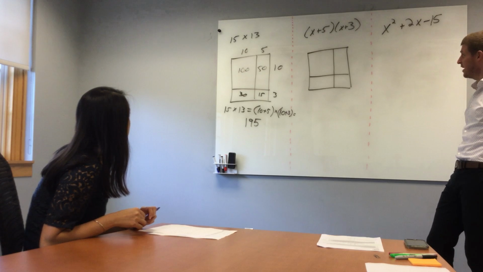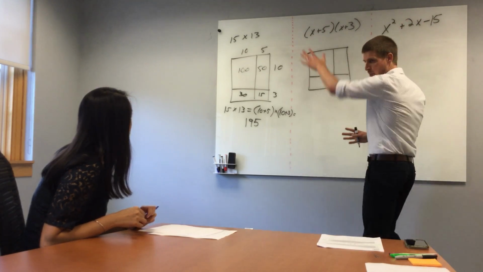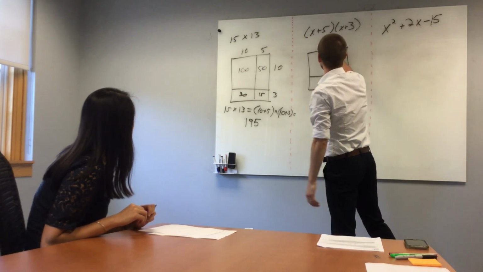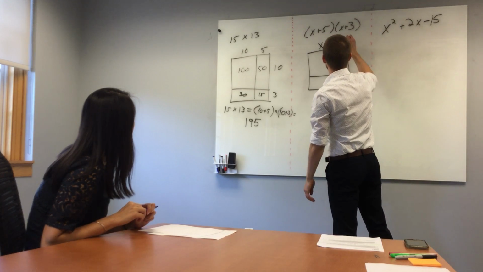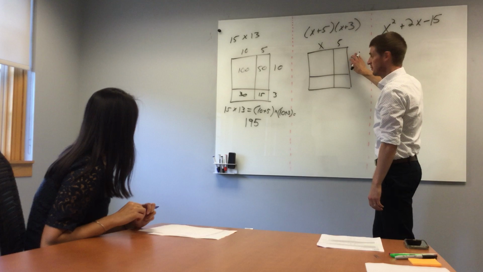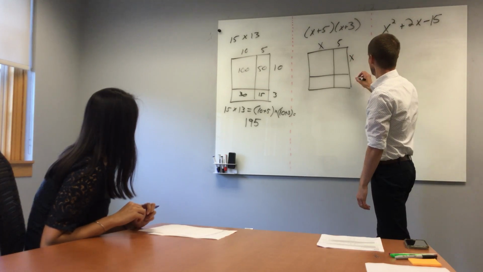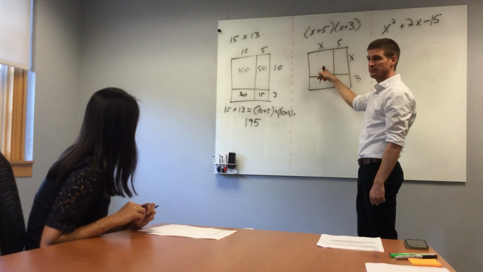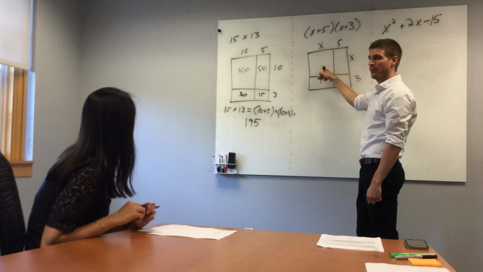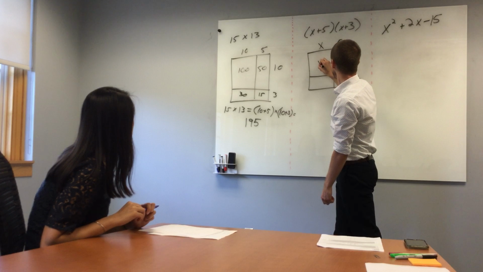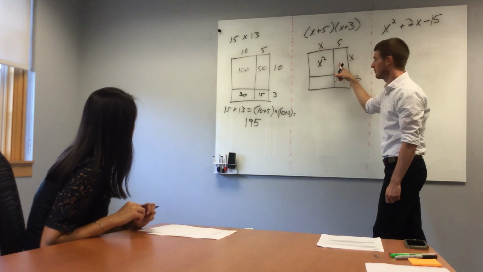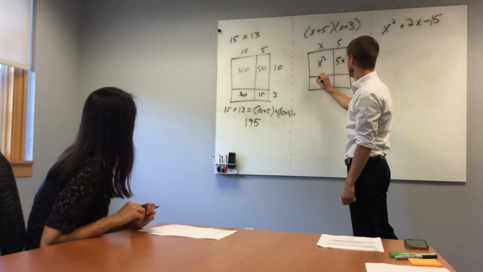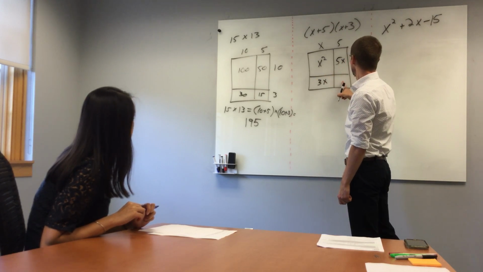Pretty quick. Good application. Would you tell me about, I'm just going to kind of point, you tell me what you put. What did you put up here? X. And then 5. Oh, interesting. Okay, and then? X. And then 3. So let's talk about your partial products. X squared. How? X times X. Okay. 5x. 3x. 15.